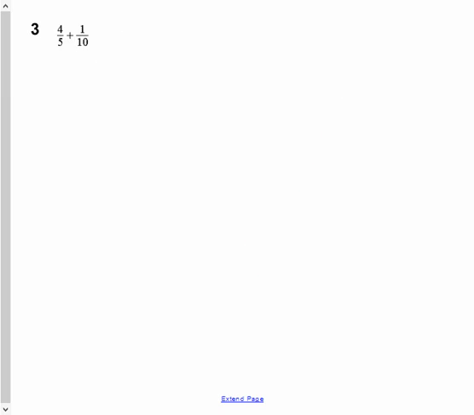Question 3 is addition with 5 and 10. Our common denominator will be 10. Our equivalent fractions will be 8/10 and 1/10. Add your numerators. Keep your denominator. The answer is 9/10.